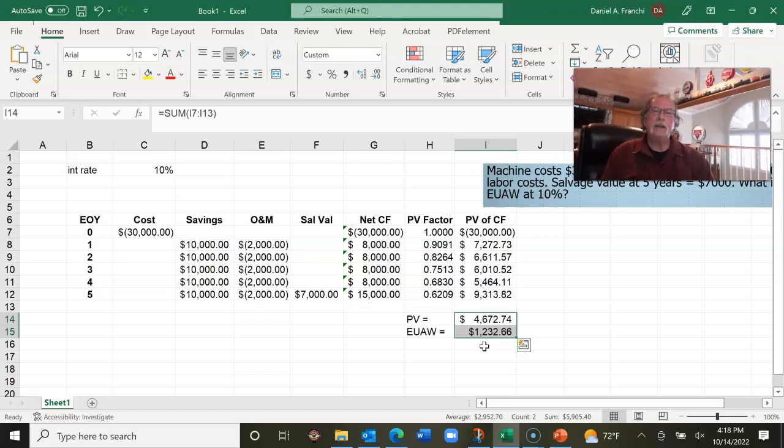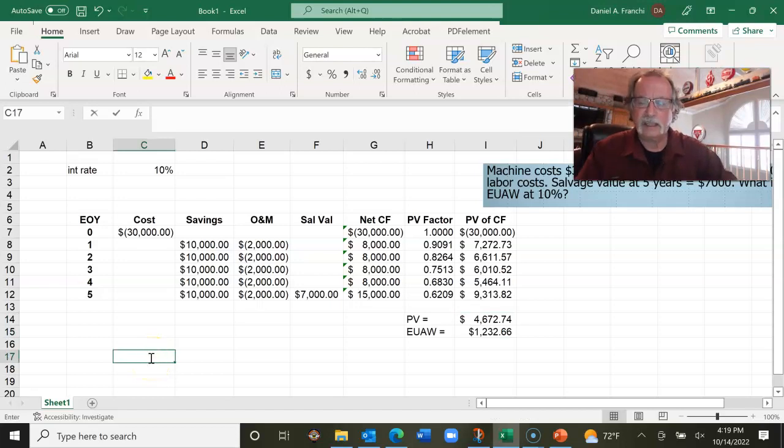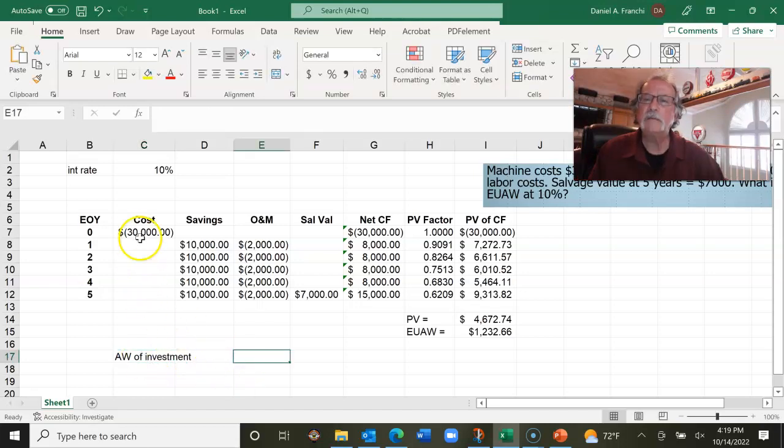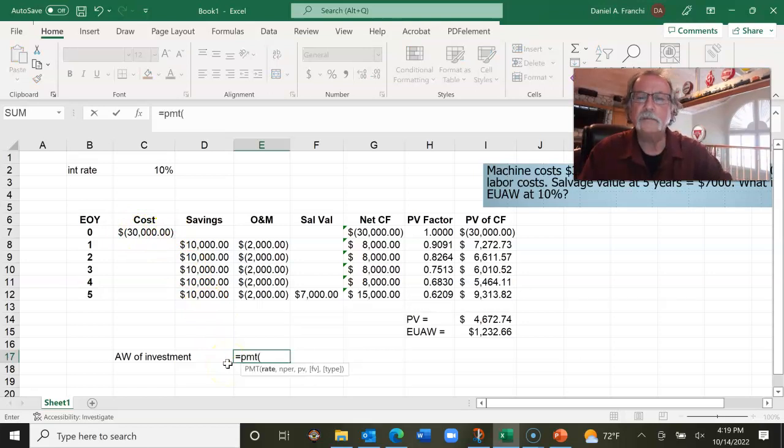Now this is one way to attack this problem. Now let's look at another way. Let's look at the annual worth of the investment, and that's simply going to be annualizing this with the payment function. The interest rate is 10%.